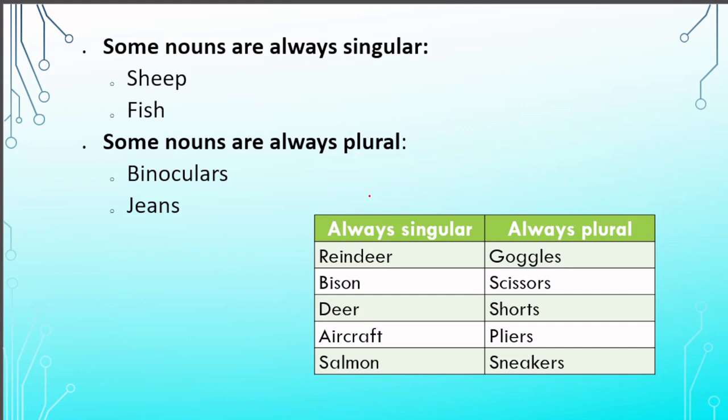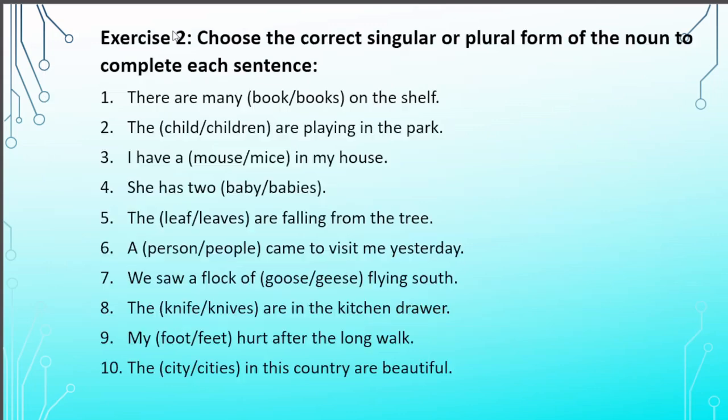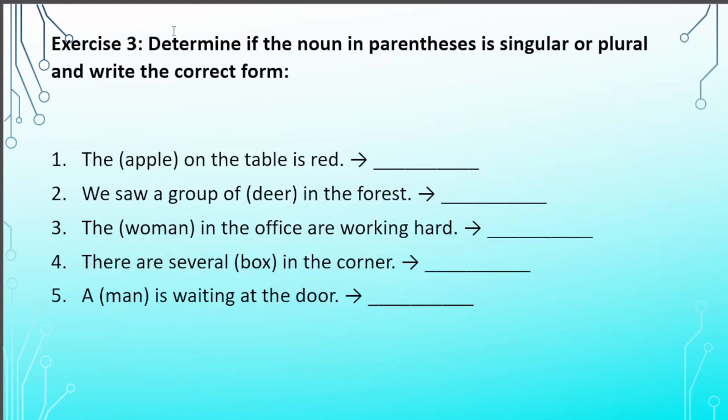Now is the time for exercises. First exercise: change the following singular nouns to plural nouns. These are 10 words. You have to make them plural. Next, choose the correct singular or plural form of the noun to complete each sentence. You have to tick the correct word from the options. Exercise number 3, determine if the noun in parentheses is singular or plural and write the correct form. You have to select the right answers.